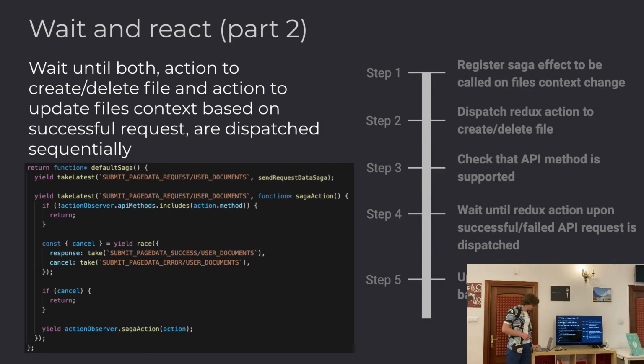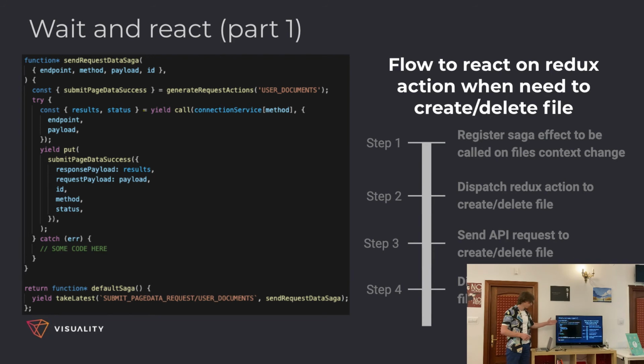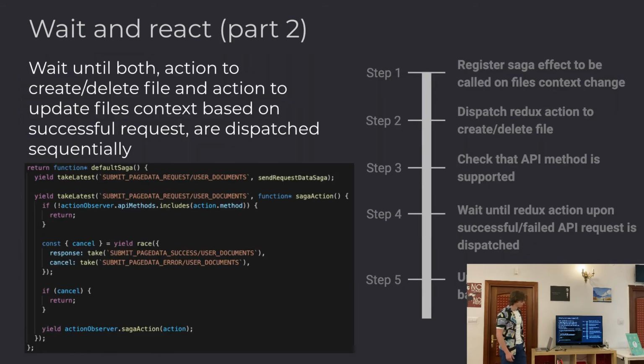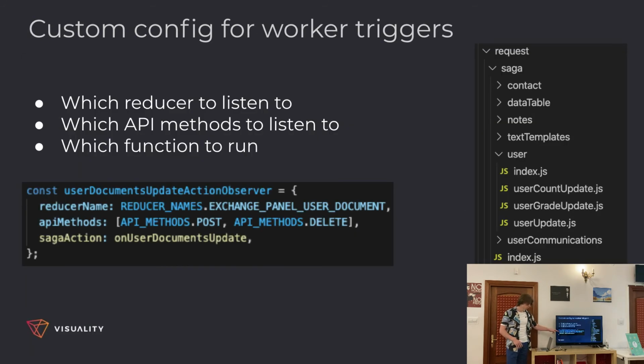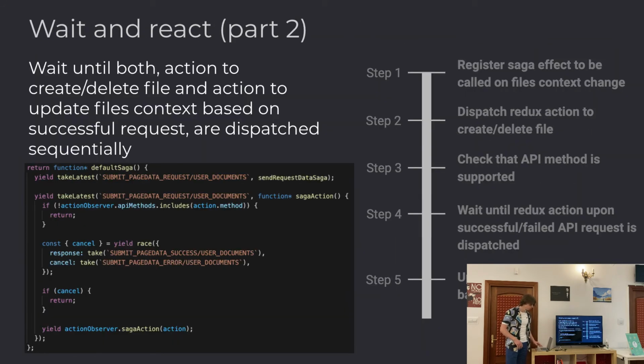And we already know what the first one does. It's here. We make an API call and then dispatch a success action. Let's look at what the second one does. First, it filters by API methods to check whether the method is supported here. If it's not, we just drop it. But if it is supported, here is a quite interesting thing: we are starting a race.